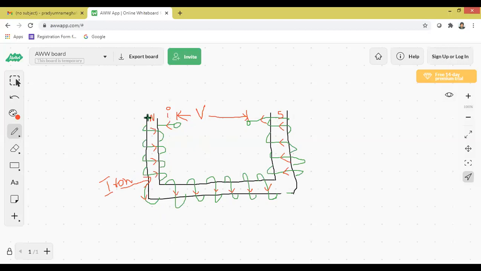Now I am closing this one. North and south here. So here also it will be north and south only. This one also north and south. Wherever the current is starting, that particular end we call north, and wherever current is coming back, it is called the south.